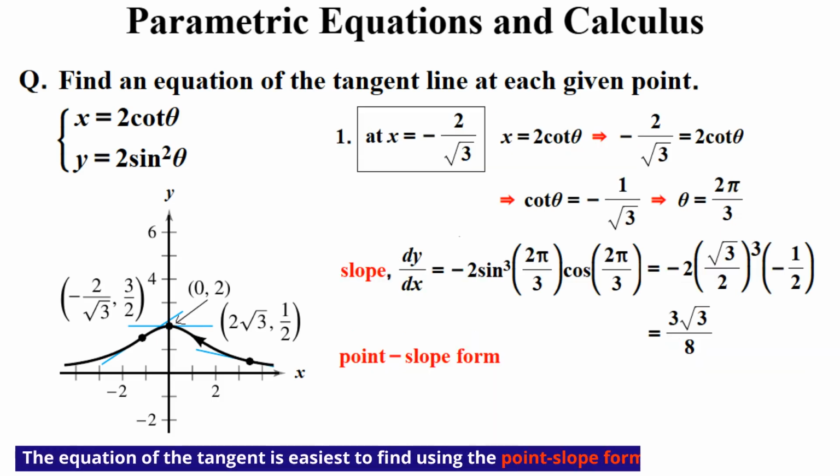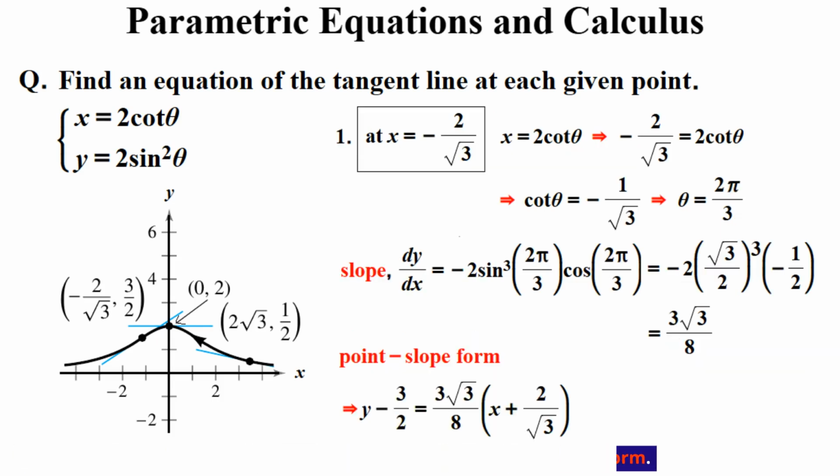The equation of the tangent is easiest to find using the point slope form. By substituting the given values of x and y and the slope we found earlier, we can simplify it.